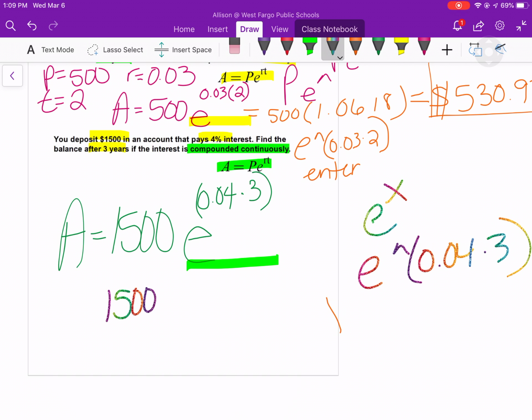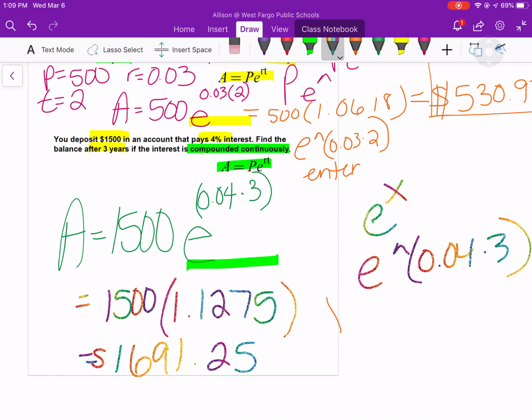When I did that, it gave me the decimal 1.1275. I just used 4 decimal points. I didn't want to round too early, so 4 seems good. And then 1,500 times that decimal is 1,691.25. So about $191.25 in interest. This would be my total amount in my account after those 3 years. So that doesn't look too bad. If you can find an account that pays you interest continuously, that would be awesome.